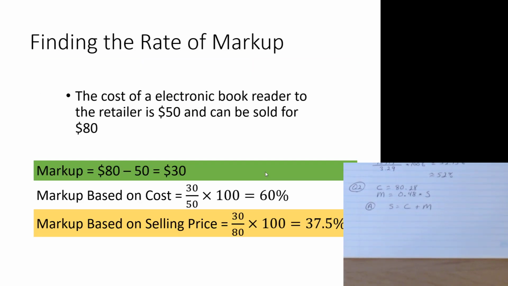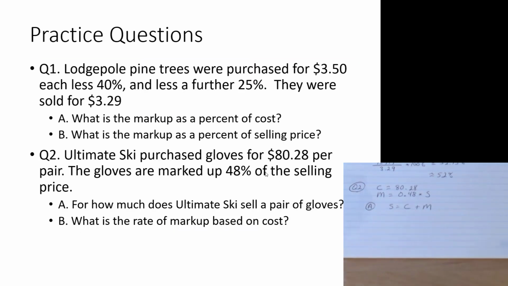Let's go back to our question. Continue working along. So we get our selling price is our cost of 80.28 plus 0.48 times S. Yeah, I know I got unknowns on both sides of the equation. Not a big deal because I only have one unknown. And we remember from our previous experience, one unknown, one equation, one solution.